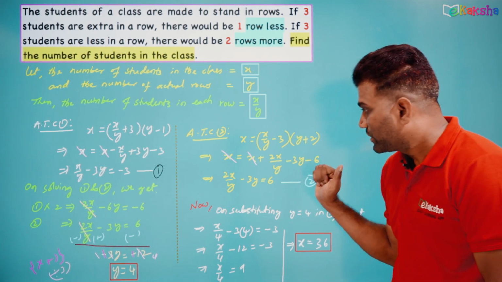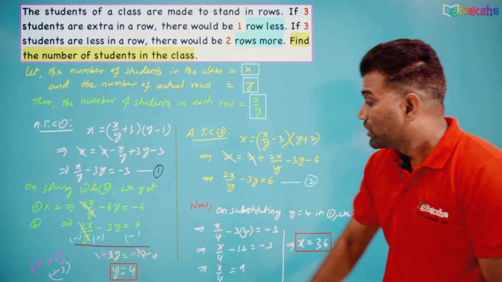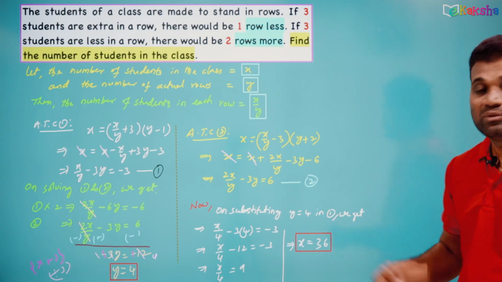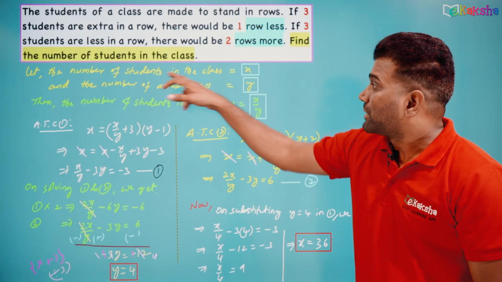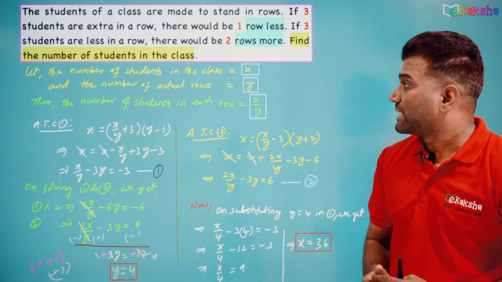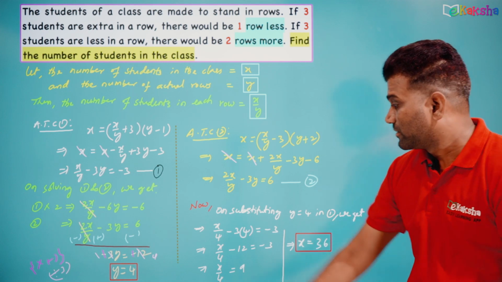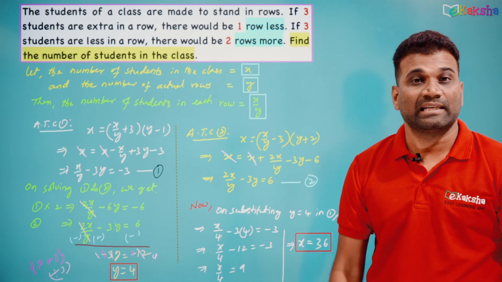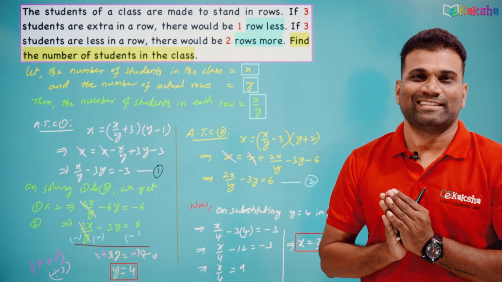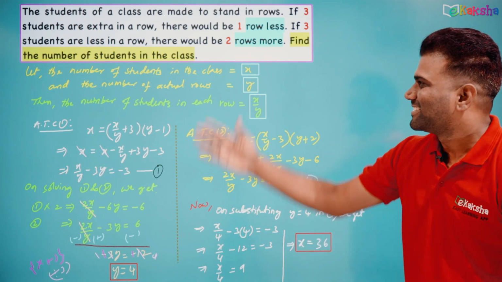On solving these 2 equations, we have got y equals to 4 and x equals to 36, which means number of students in the class are 36 and number of actual rows are 4, and number of students in each row are 9. Got it? This is it.